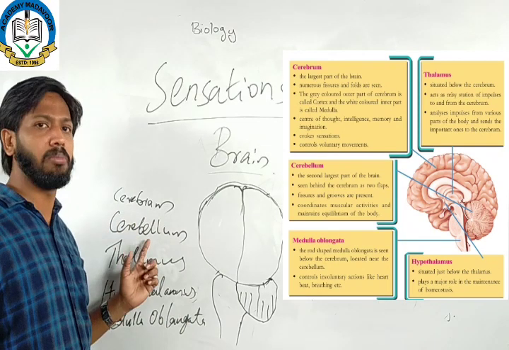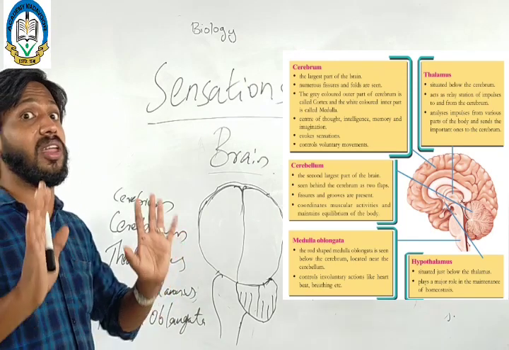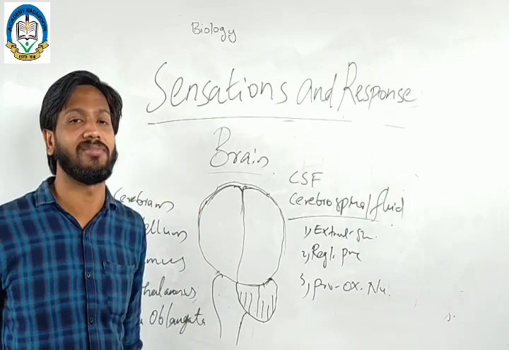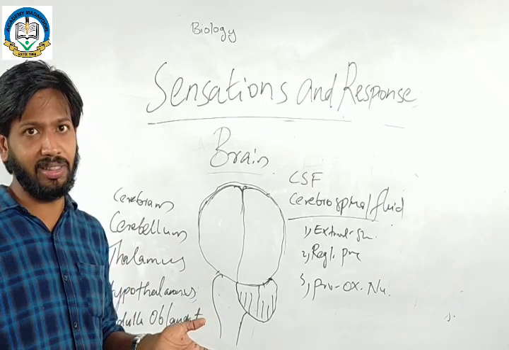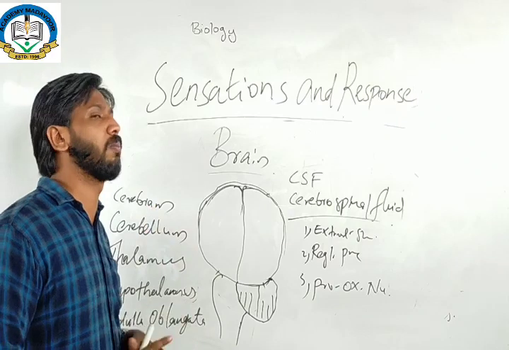Cerebrum, cerebellum, thalamus, hypothalamus, medulla oblongata. All these are very important parts of the brain. Not only this, many parts are there that we do not want to study now. Okay, what is the important part of the cerebrum?